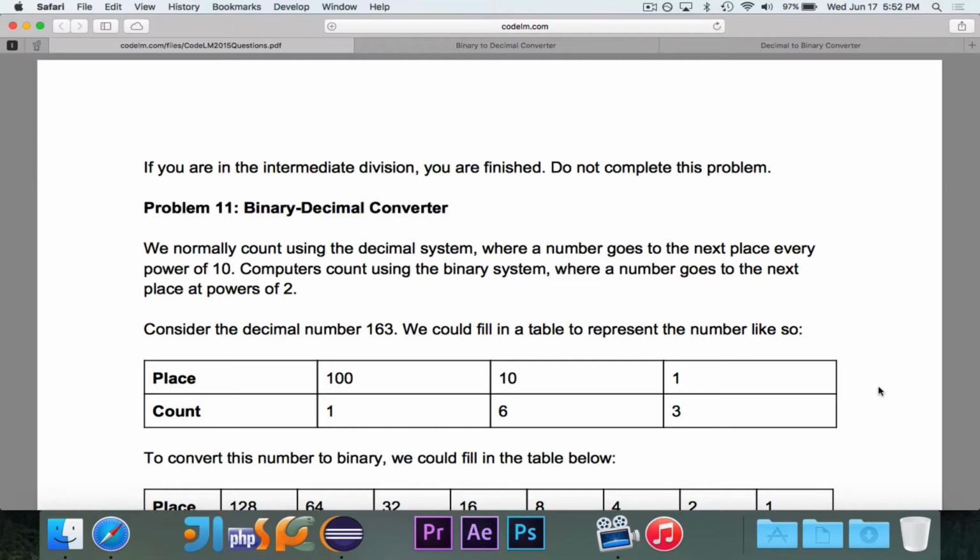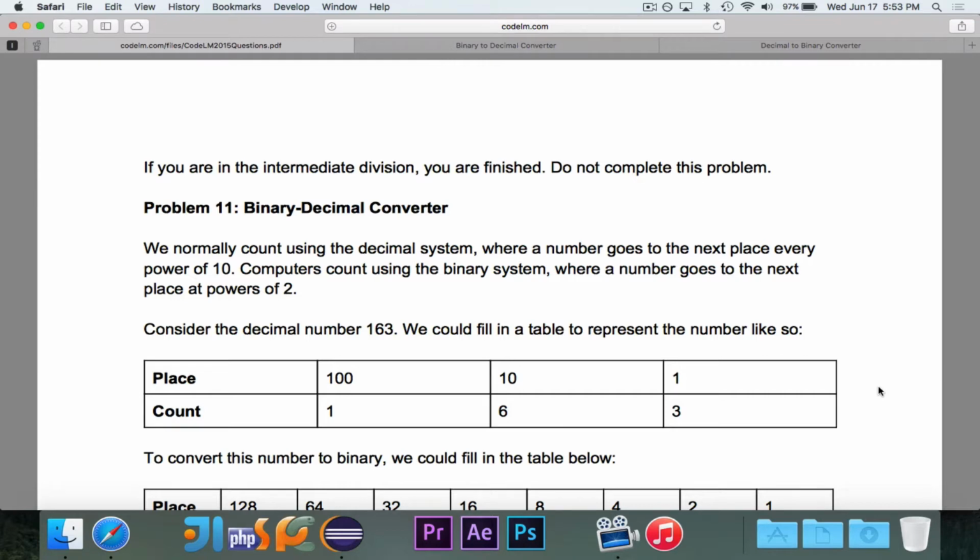Computers count using the binary system, where a number goes to the next place at powers of 2. Binary is made up of ones and zeros. So when you get to 2, it rolls over and goes up, like if you have 9 plus 1 in decimal, it would then go to 10, the next place. If you have a 2 in binary, or 1 plus 1, it would go into the 2's place, then the 4's place, and the 8's place, and so on and so forth.